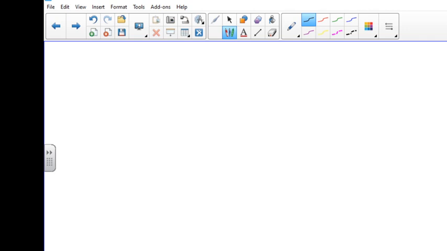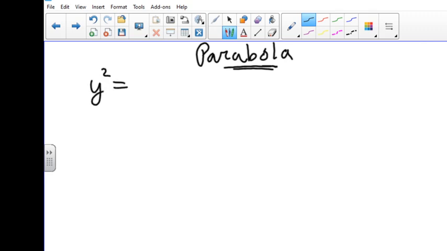Good morning, students. So we have learnt already about parabola. What's the general equation of a parabola? y square is equal to 4ax. It's the general equation of a parabola. Here in parabola we have seen four types, and this is the first type. Do you remember this parabola opens rightward?